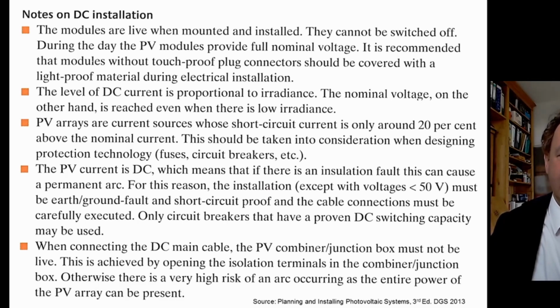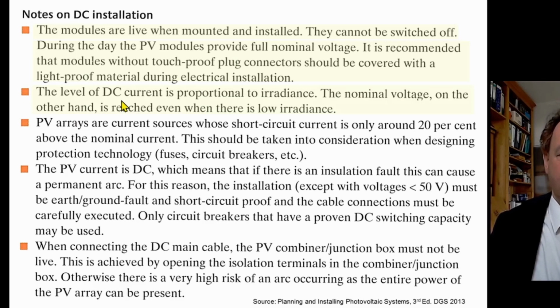Notes for the DC installation. The problem is that the modules are live. That means there is already a voltage on them. You cannot switch them off, because as soon as there is light, a photovoltaic module is operating. Even if you try to shade it, there is still voltage there, which might be quite dangerous. They might work at the full nominal voltage. So you have to use a really light-proof material to cover them. At least you reduce the currents. You might also reduce the voltage if you make it really light-proof.